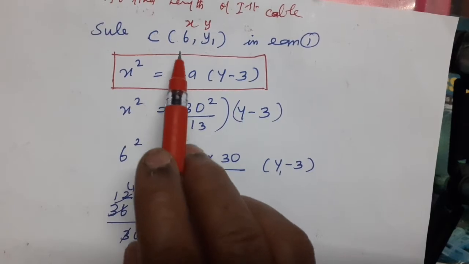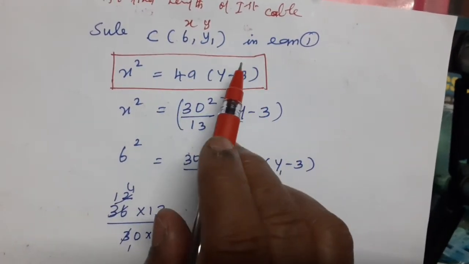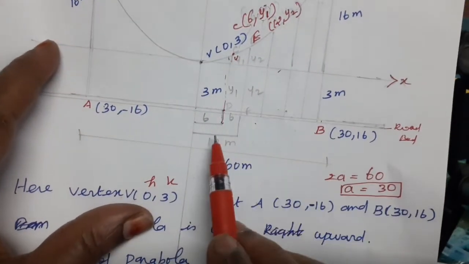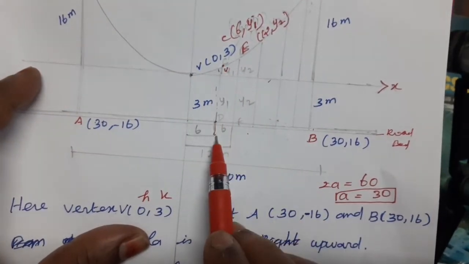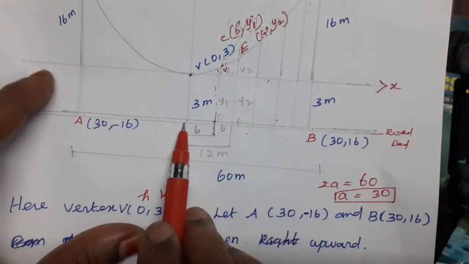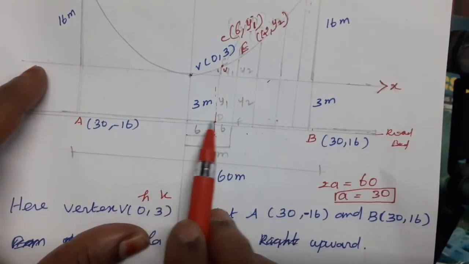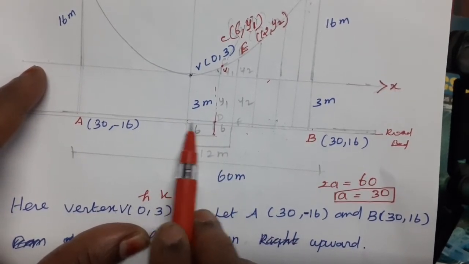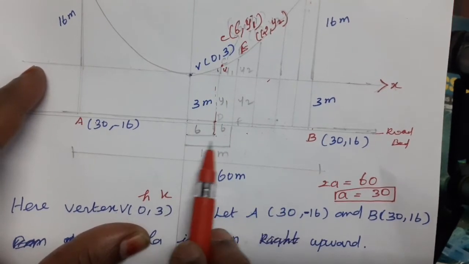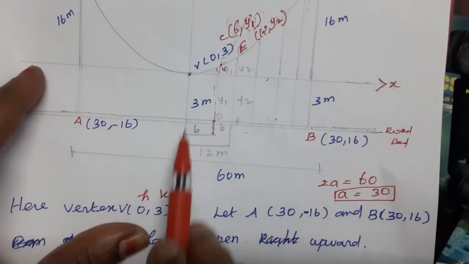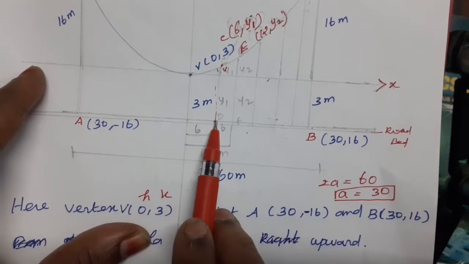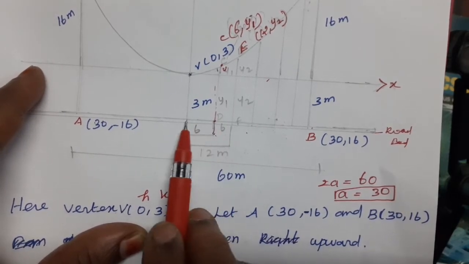So to find the length of the first cable, go through the diagram I drew. We are going to find the height of the first cable. From the x-axis, from the vertex, the distance is 3 meter; the roadway to the vertex is 3 meter. The first cable is 6 meter from the vertex. From the vertex to the first cable, the distance is 6 meter.